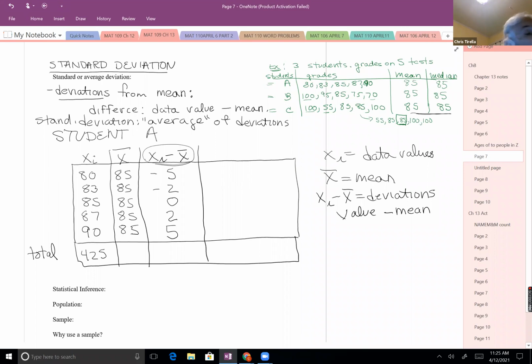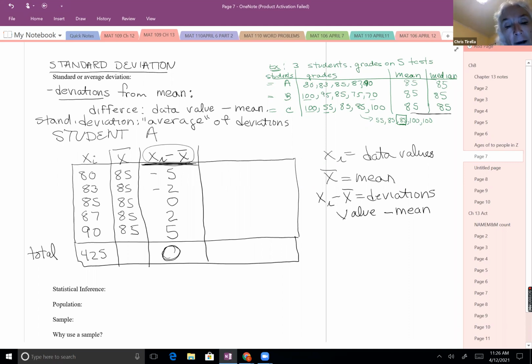I'm sorry, what did they add to? Okay, what are we adding? The deviation column. So the negative 5, negative 2, 0, and 2 and 5. What do those add to? 0. Wait a minute. How can I take the average of a set of numbers if they add to 0? That doesn't make any sense.